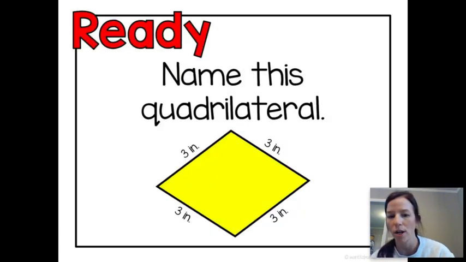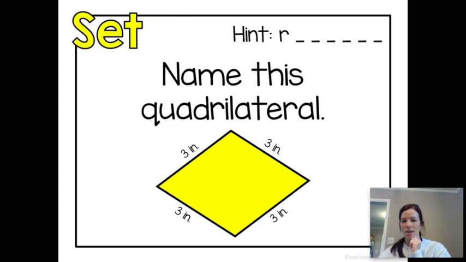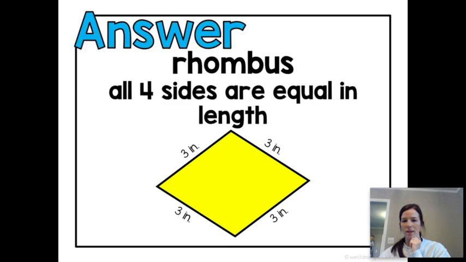Name this quadrilateral. As you can see, all sides are the same. There's the hint. A rhombus! All 4 sides are equal in length. However, you see that there are not right angles in here, so it's considered a rhombus.